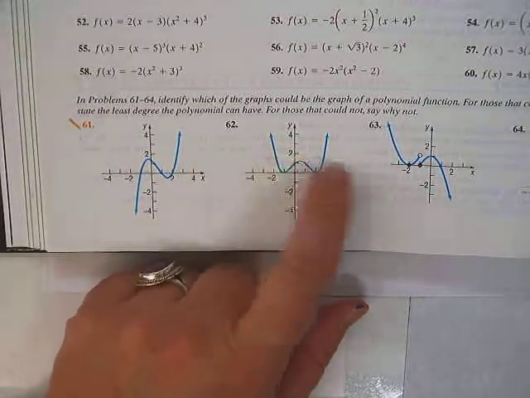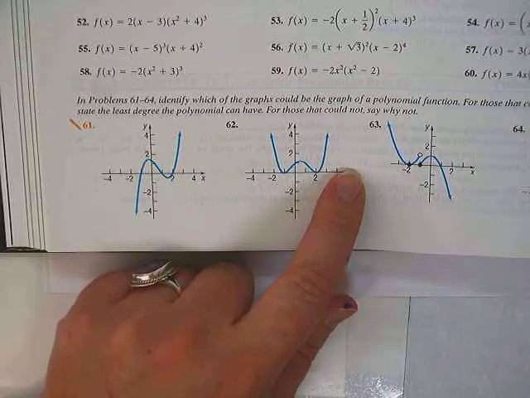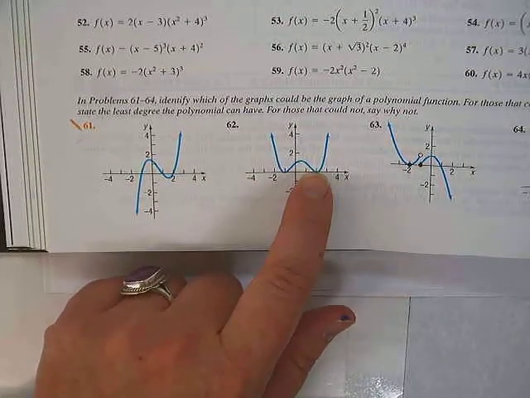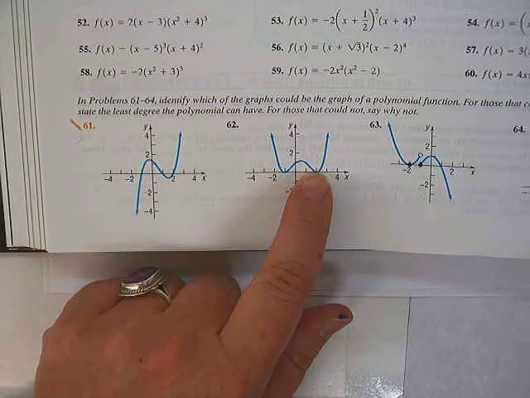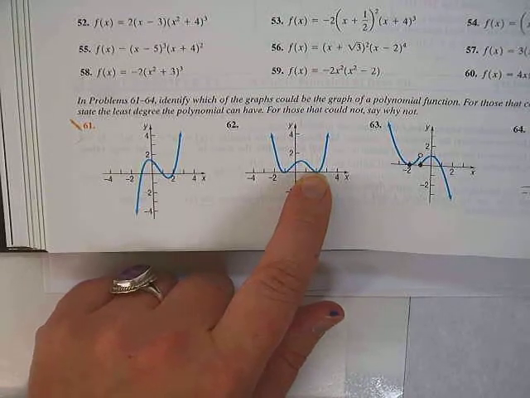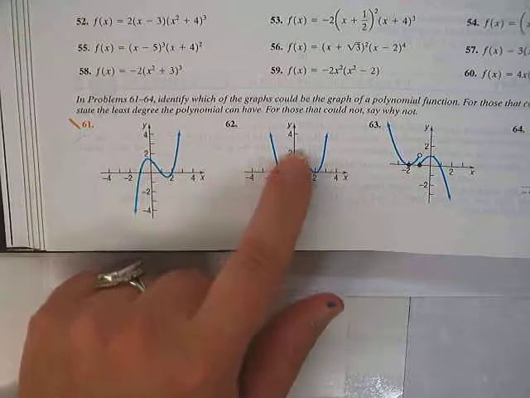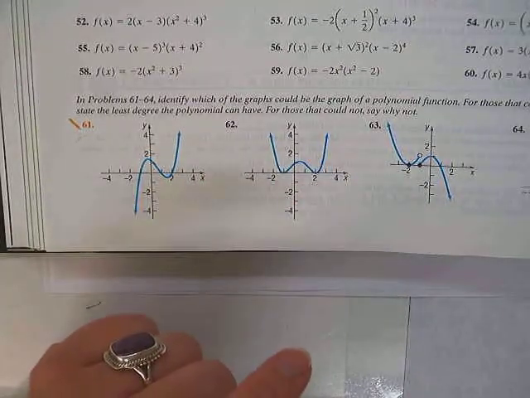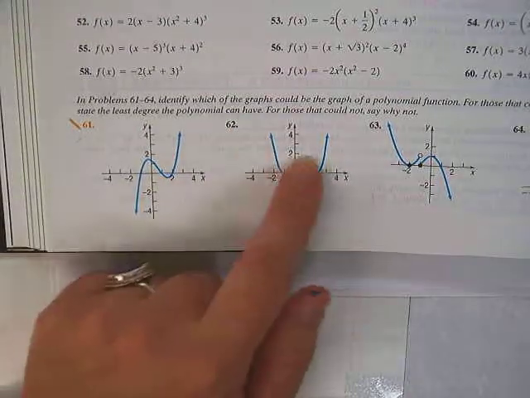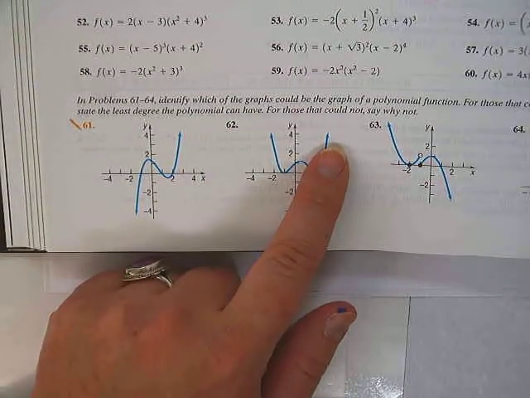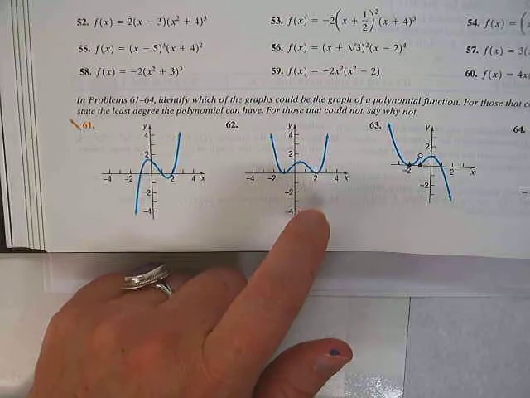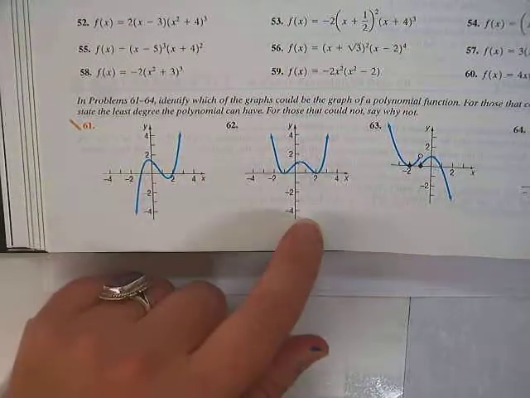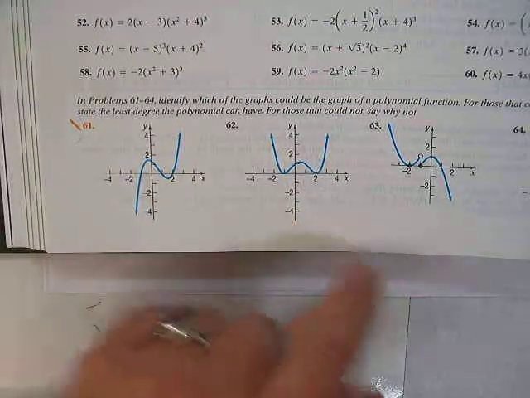So this one, because the ends of the graph are up, it has to be an even degree. And because there's 1, 2, 3 turns, that means it has to at least be degree 4. Degree 2 isn't enough, because degree 2, a quadratic, is always a parabola shape. It never has other turns in it. It always just has one turn. So in order for it to have 3 turns, it has to at least be degree 4. It could be degree 6, degree 8, but at the very least degree 4. So that's what it's asking. Get the idea?